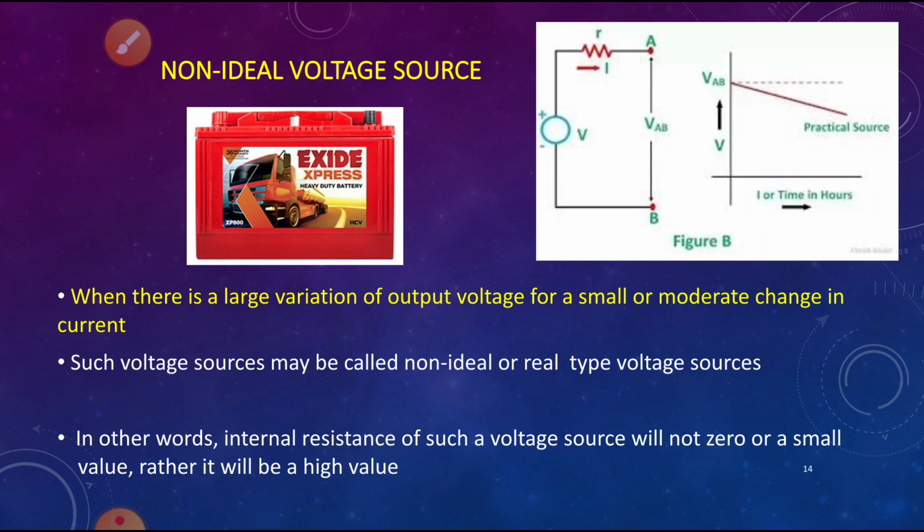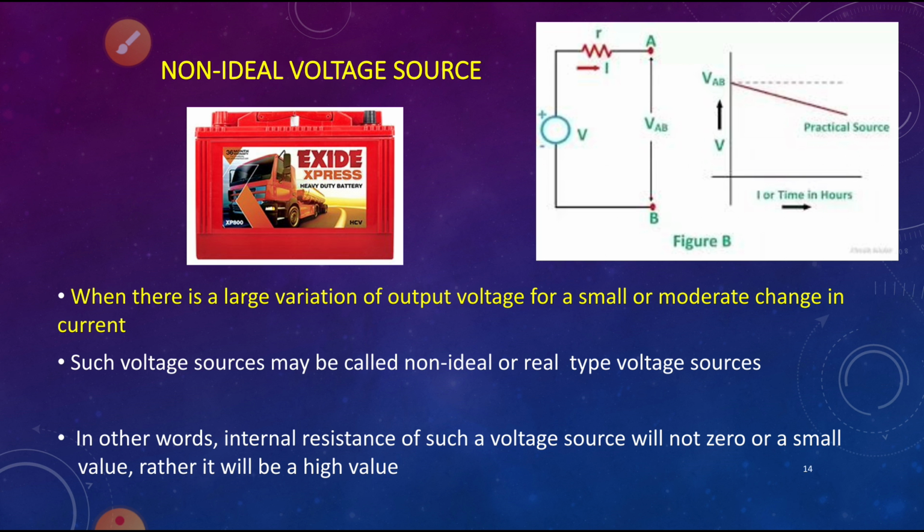rather it will be a high value. So in the previous case it was 0.005, but instead of that, if you are seeing 0.5, what will happen? So what is the drop? Nearly 0.5 into 100 amperes, so nearly 50 volts we are going to get. Okay, so that is 0.5 into 100, nearly 50 volts. That is the undesirable thing.